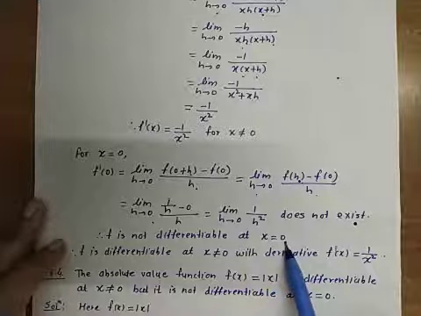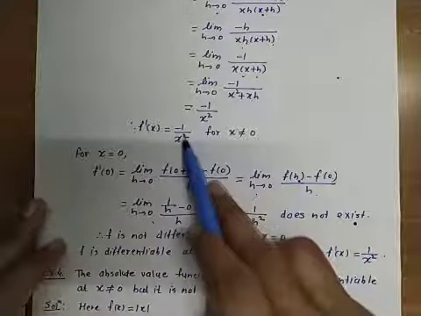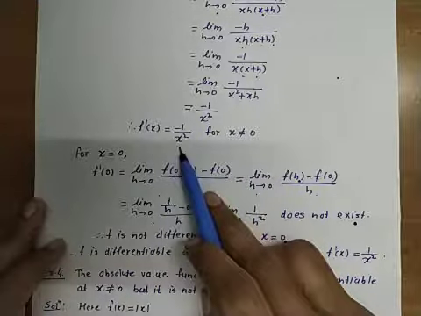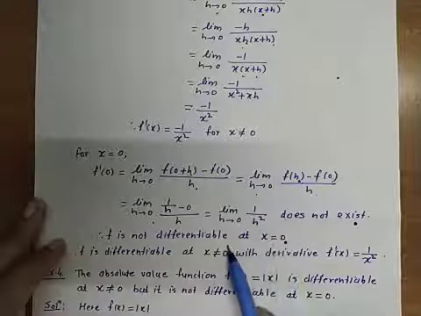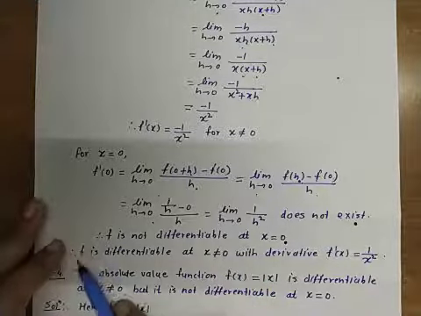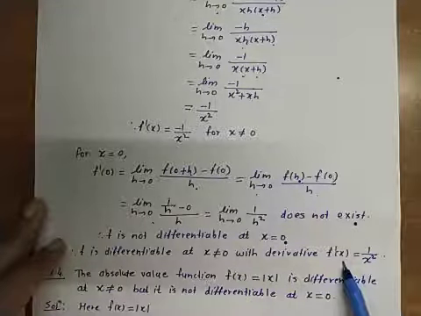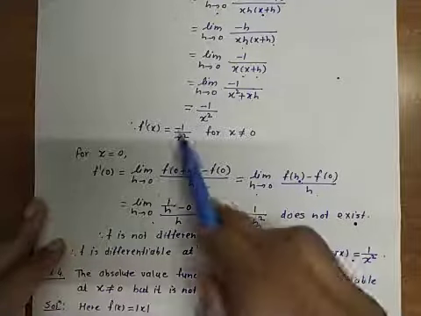So what is our conclusion? When x is non-zero, the function is differentiable, and this limit is the value of the derivative of the function at point x. When x is 0, the function is not differentiable. Therefore, in the last step we have written that f is differentiable at x non-zero with derivative f dash of x equal to minus 1 upon x square.